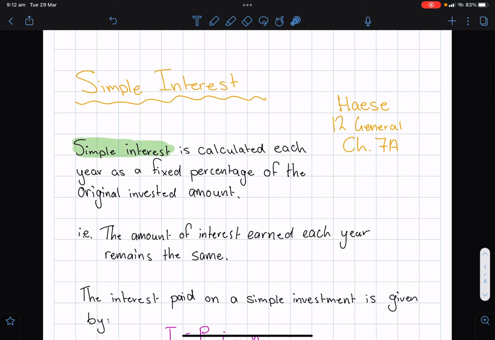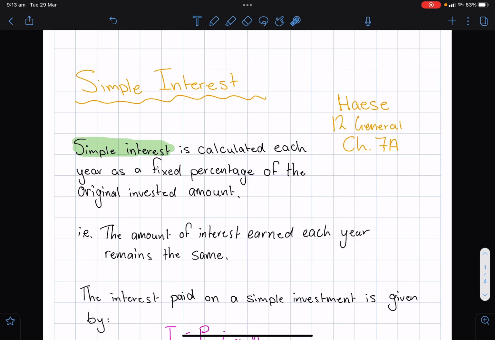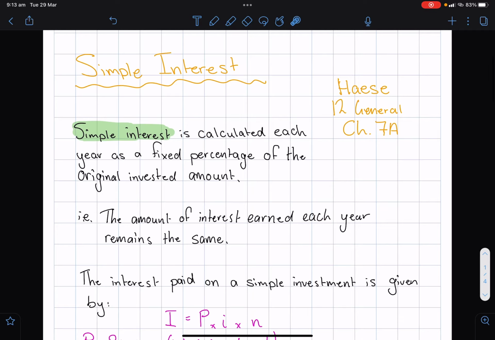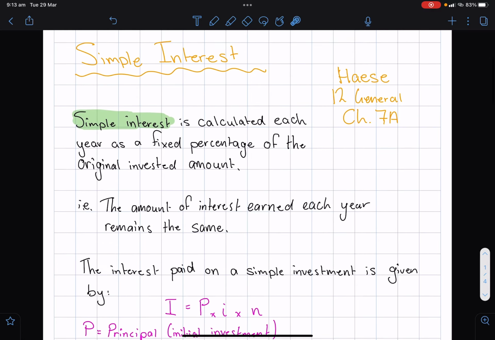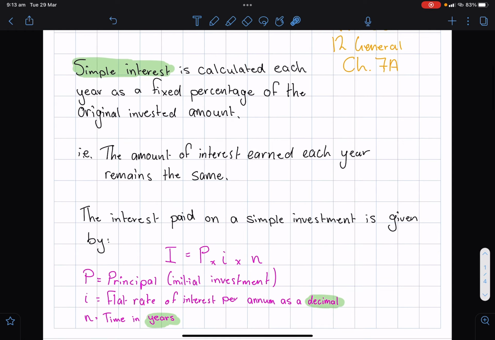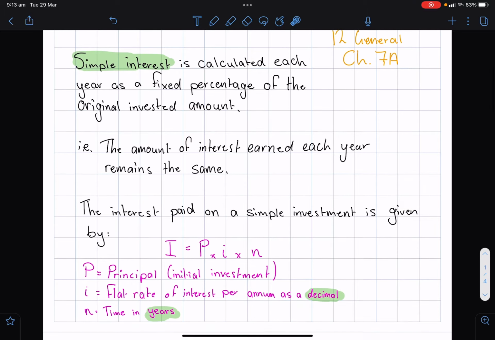The interest paid on a simple investment is given by the following formula. I, the interest, is equal to P times I times N, where P is the principal, the initial investment, I is the flat rate of interest per annum, so per year, written as a decimal, making sure that it's in decimal form, and N is the time in years. We don't want months, we want it in years.